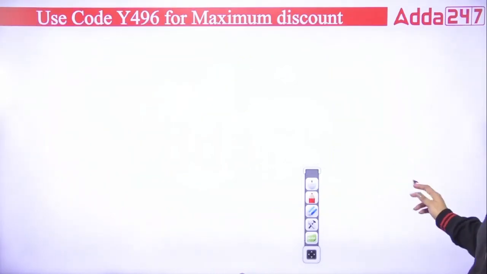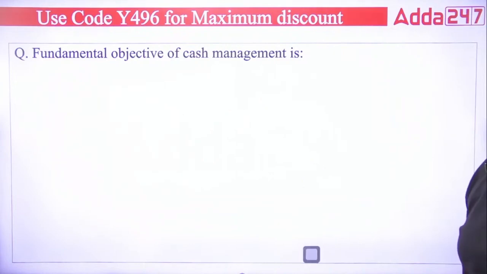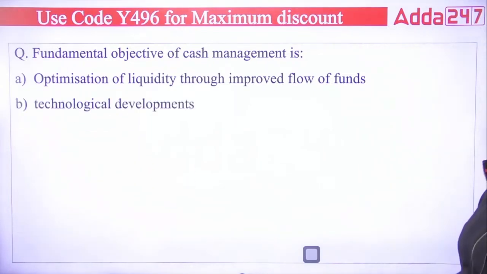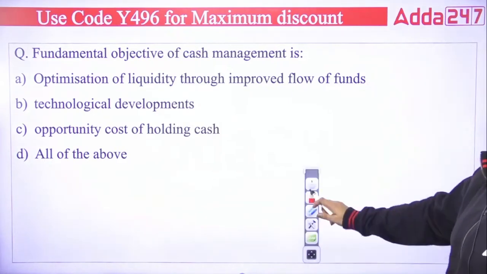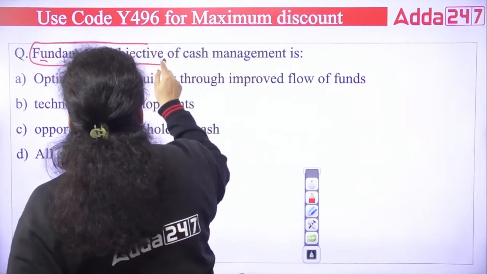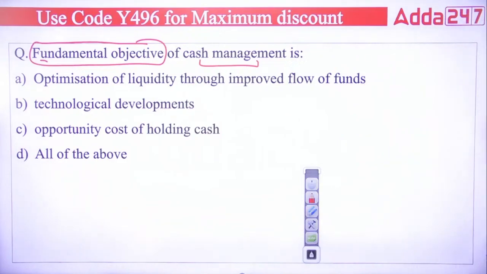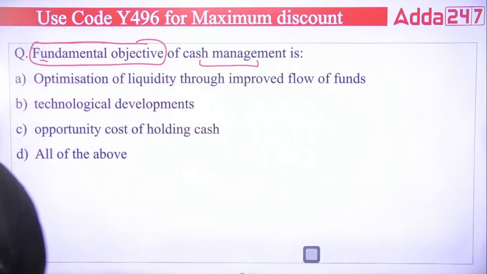Okay, next. The fundamental objective of cash management is, what are the fundamental objectives? First, optimization of liquidity through improved flow of funds. Second, technological development. Third, opportunity cost of holding cash. Fourth, all of the above. So you have to answer out of these four, what is the fundamental objective of cash management? A, B, C or D?